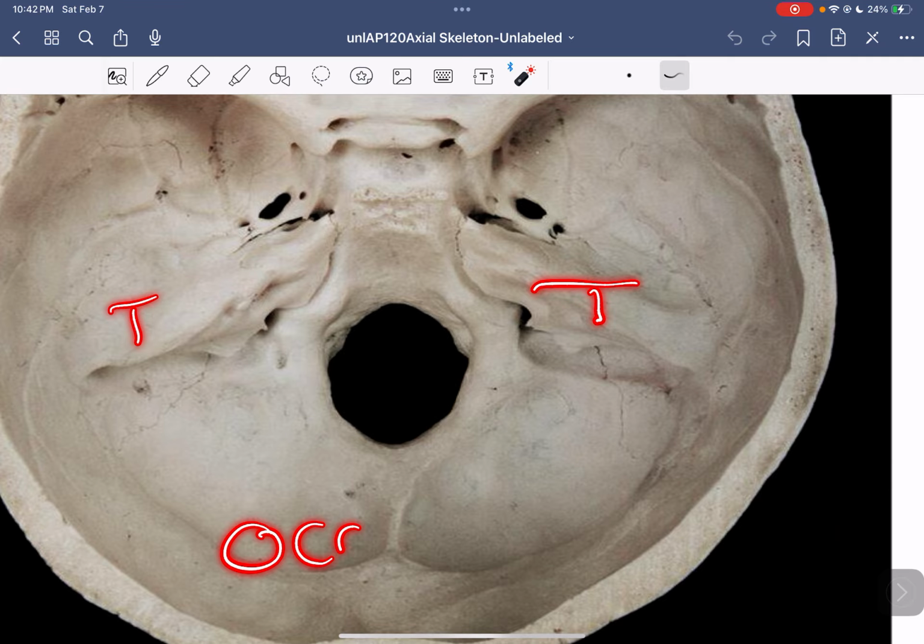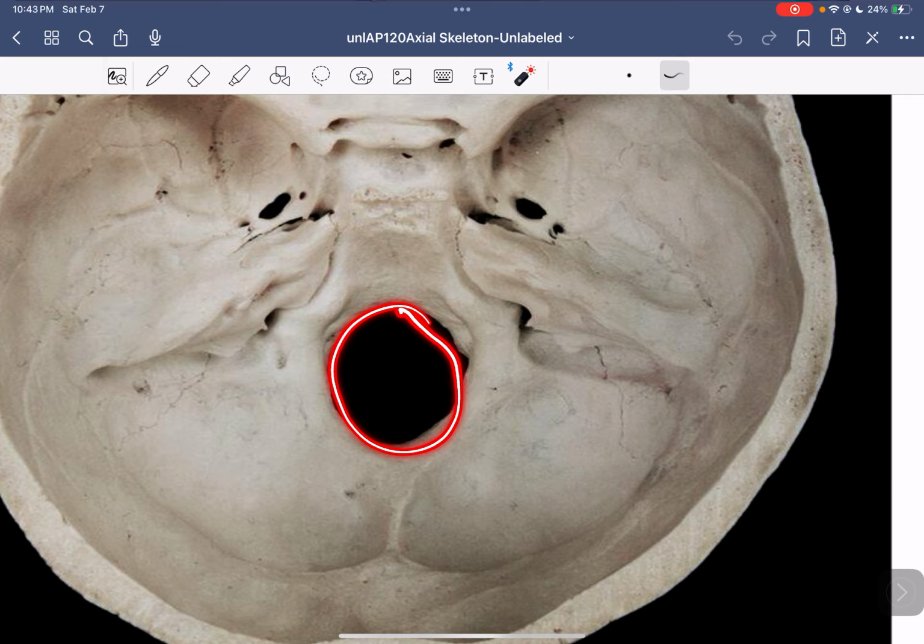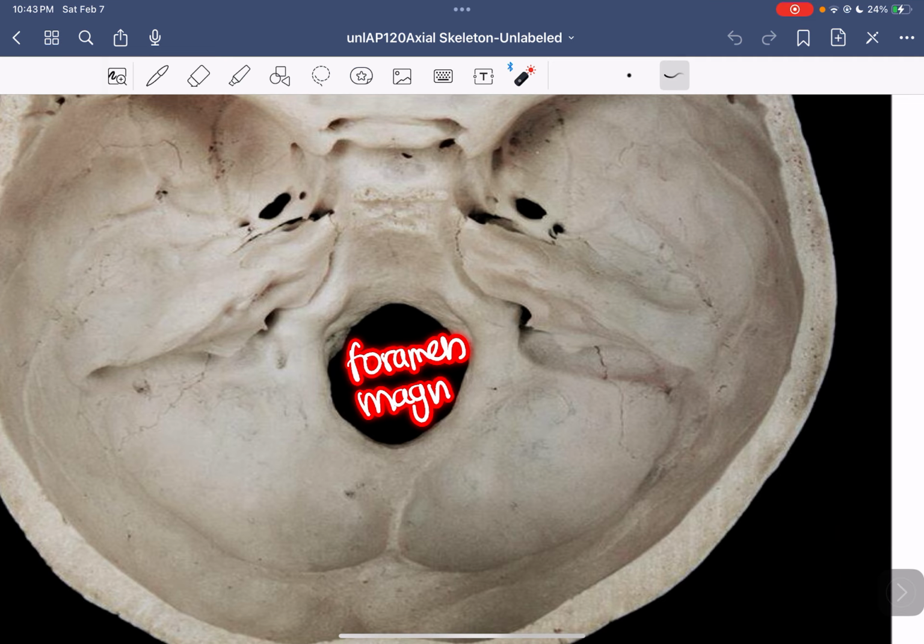Back here would be occipital. And then we also have in the center, one last thing that you can appreciate, which is where our spinal cord will be going shooting down. So this is our foramen magnum, this opening here.